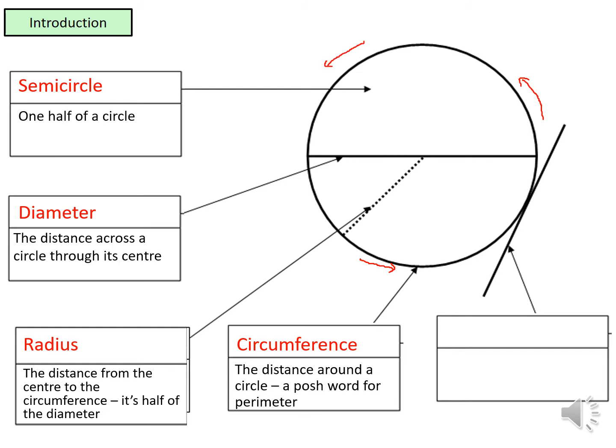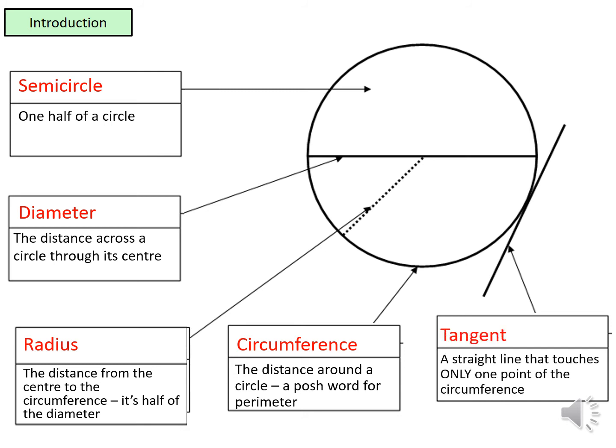Now the next one is my tangent. It's a straight line that touches only one point of the circumference. So this line here, it touches the circumference here. One point touches it, so that's tangent.